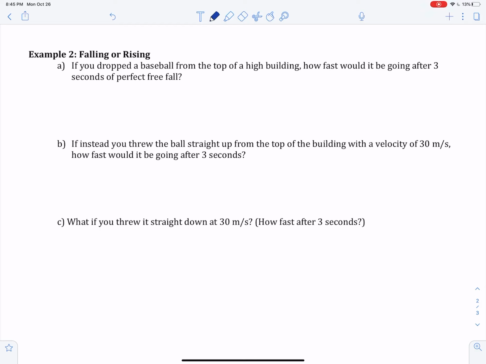If you dropped a baseball from the top of a high building, how fast would it be going after 3 seconds of perfect free fall? So that's just dropping a baseball. But then B, if instead you threw the ball straight up from the top of the building with a velocity of 30 meters per second, how fast would it be going after 3 seconds? And then question C, what if you threw it straight down at 30 meters per second? Then how fast would it be going after 3 seconds?